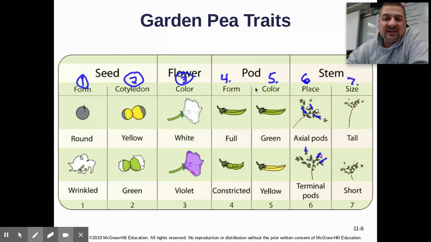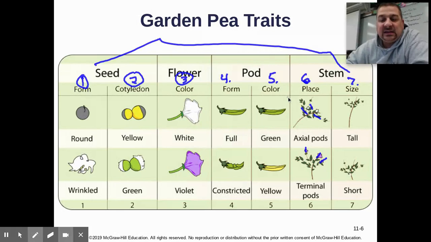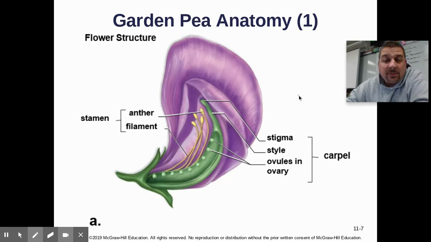So these are the 7 traits that we find in his old notebooks, easily distinguishable, easy just to look at the pea plant and say, is it this or is it this? And he could record his numbers and keep track of all of his data. To help you understand why pea plants work so well for him, we have to look at the anatomy of how they reproduce sexually.